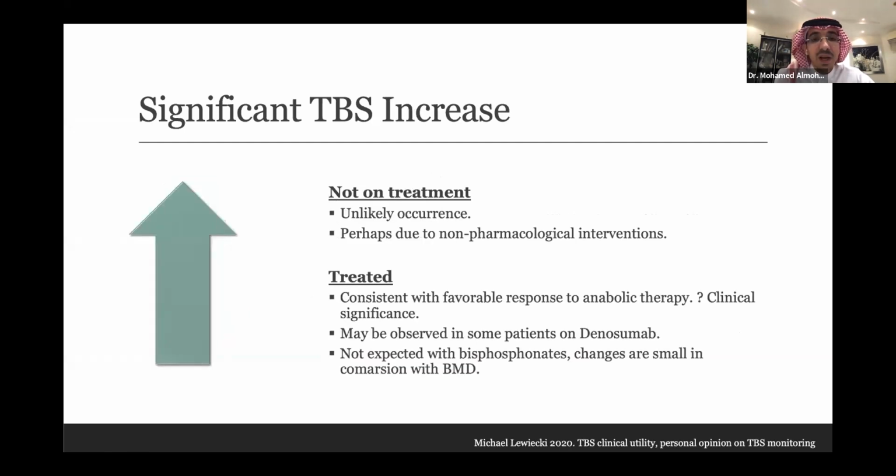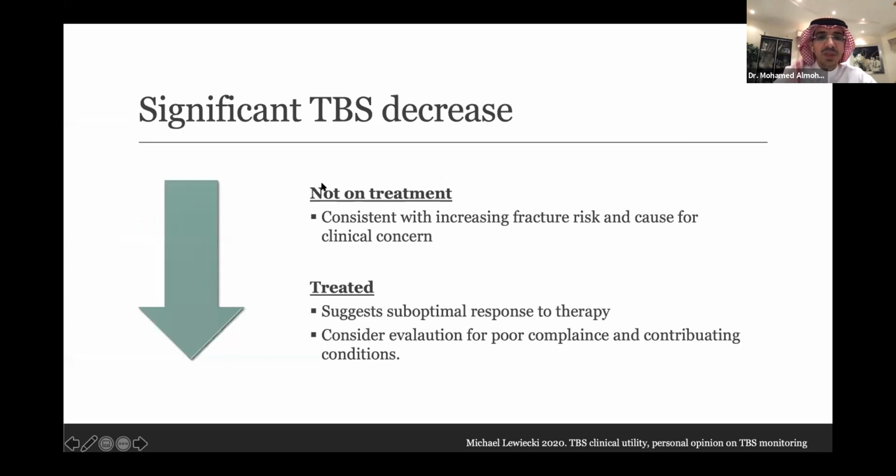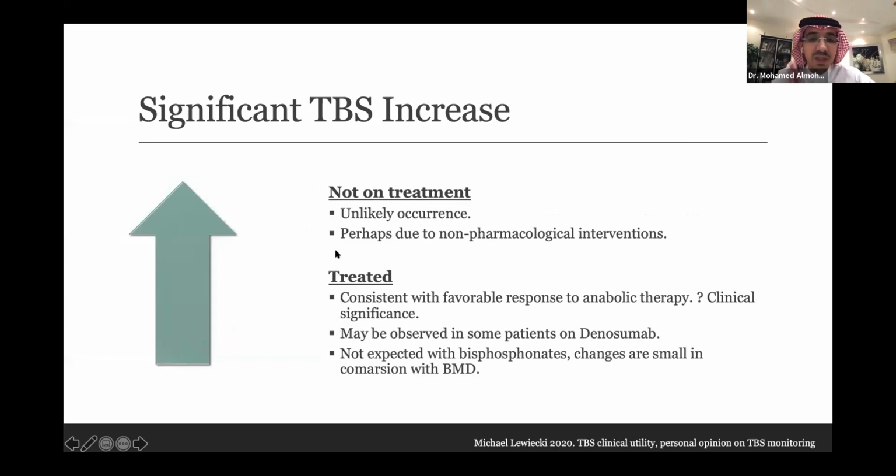But if you have a nice improvement or an increase in the TBS and the patient is not on treatment, that's unlikely to occur. But if the patient is treated, that's of course associated with a favorable response to the anabolic. Does it reflect into clinical significance? We don't have this data yet. Perhaps some improvement with denosumab, but we are not expecting much with the bisphosphonate in regard to TBS changes.